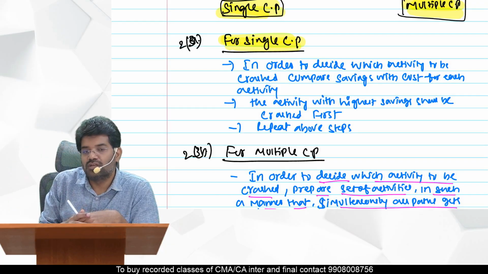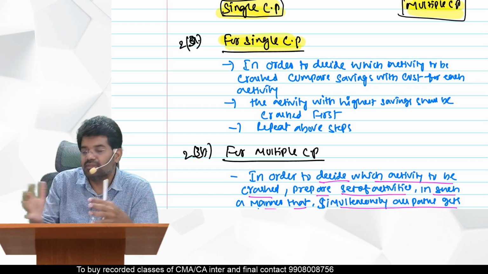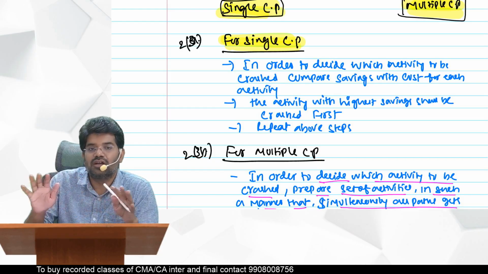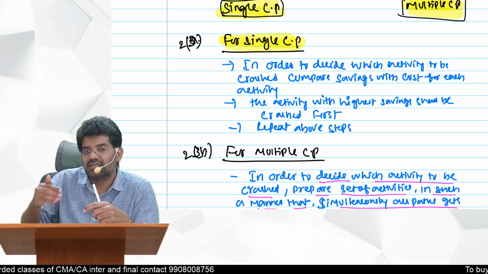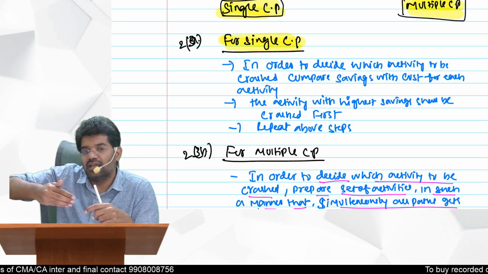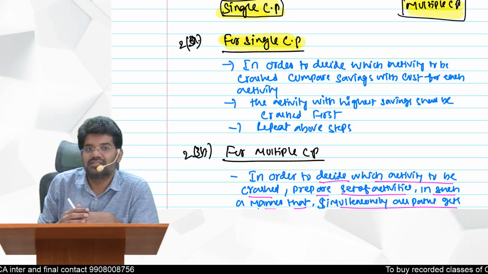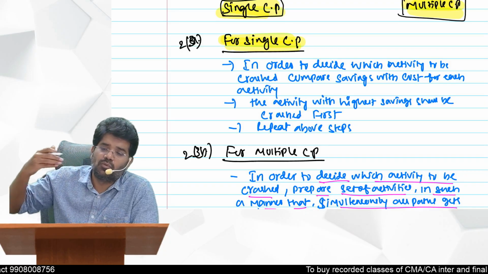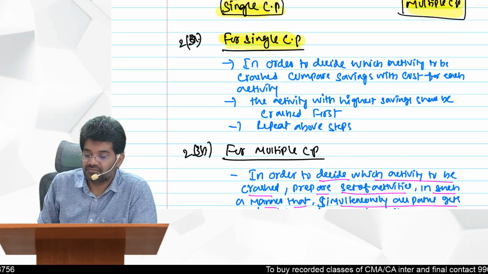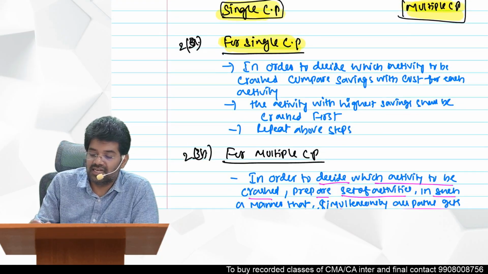Sometimes what students will do is crash everything at a time, which is wrong. So you crash one day. Then sometimes after crashing one day, it might become multiple critical paths. So my advice to the students is one day you can crash. If you get a single critical path, this is the procedure.